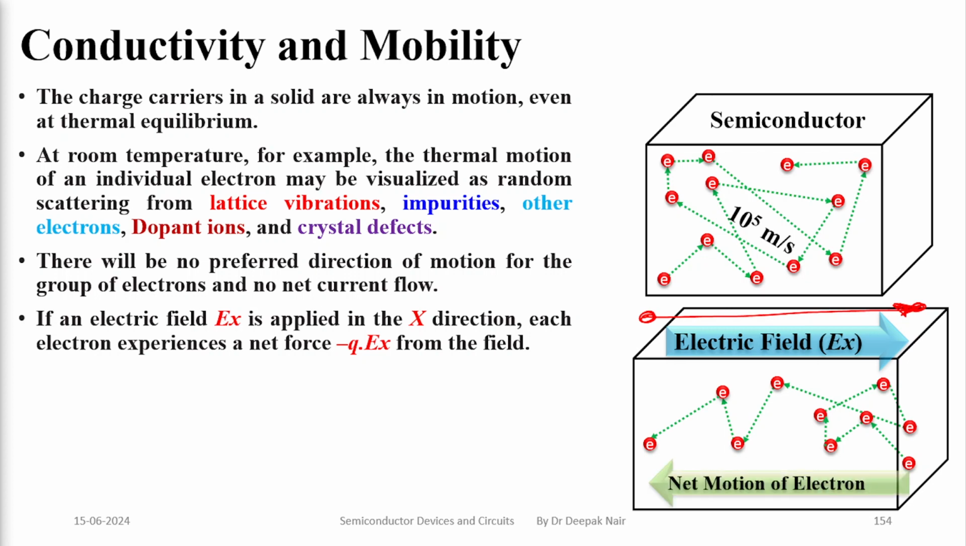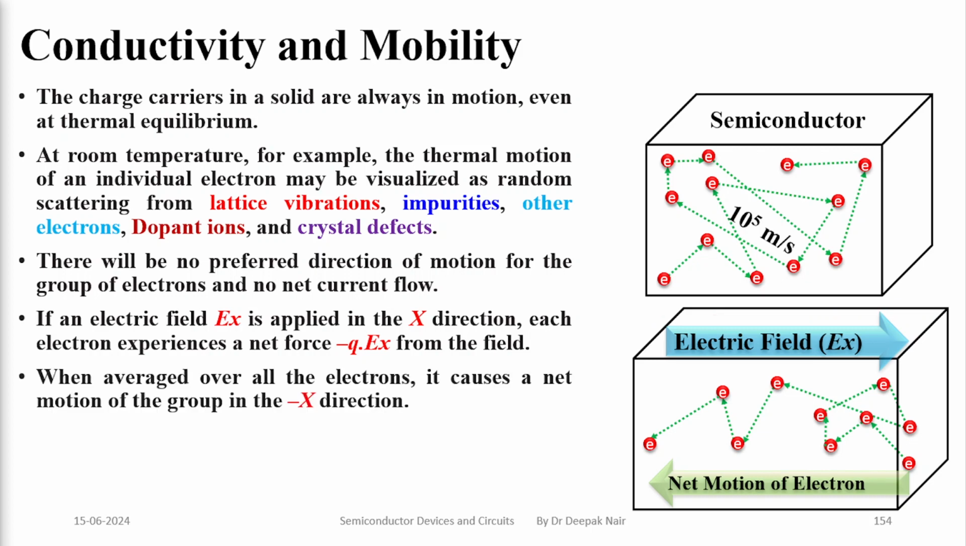And because the net movement of electrons is in one particular direction, we can say that there is a current flowing inside the semiconductor. Here we are depicting only one electron. Suppose there are many electrons, then we average over all the electrons, and that causes a net motion of the group of electrons in the minus x direction.